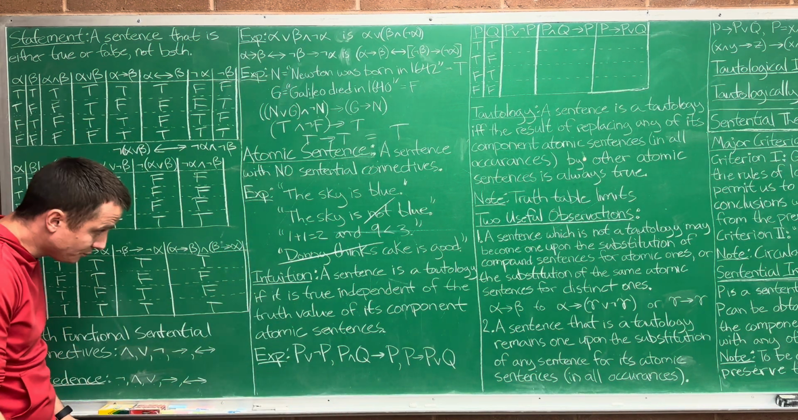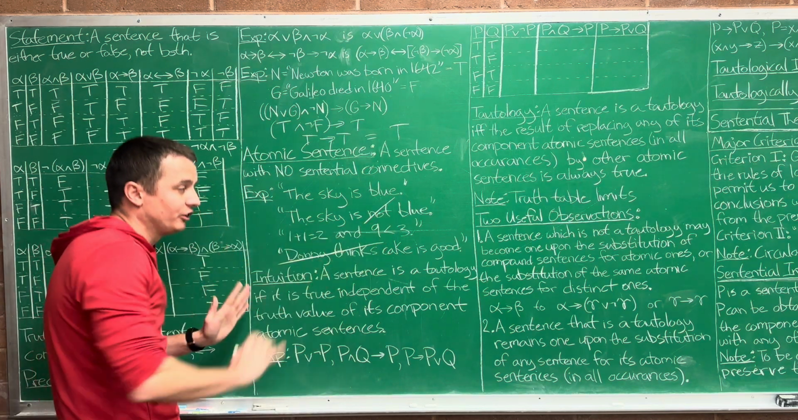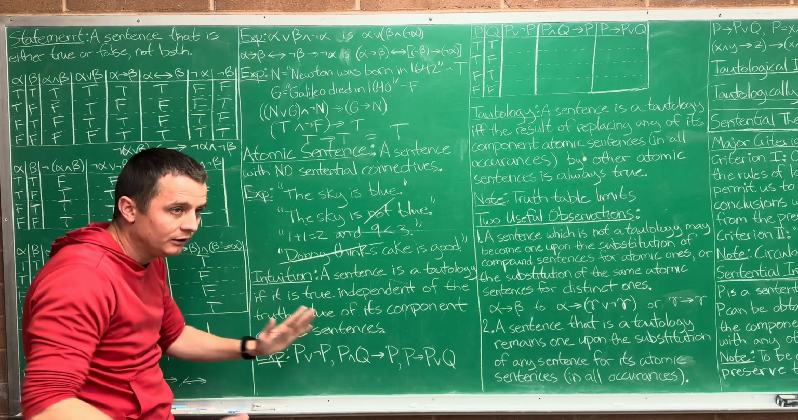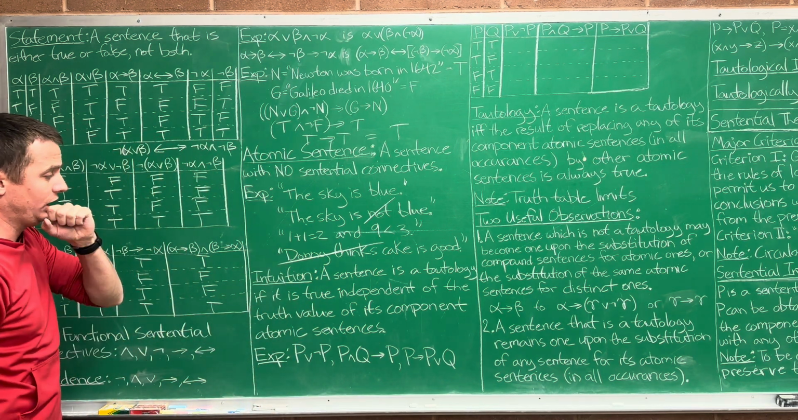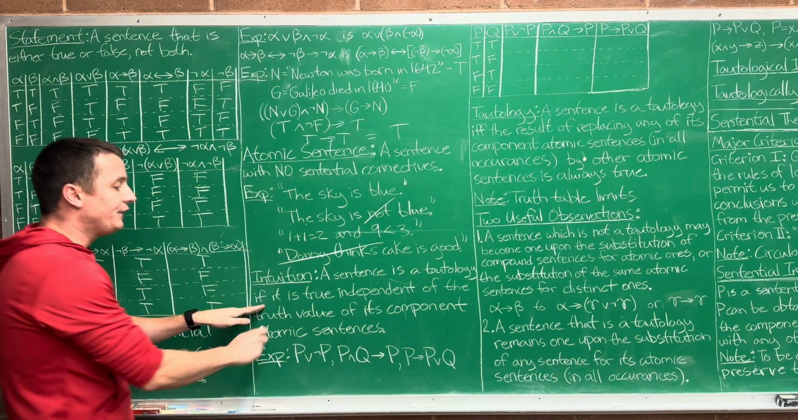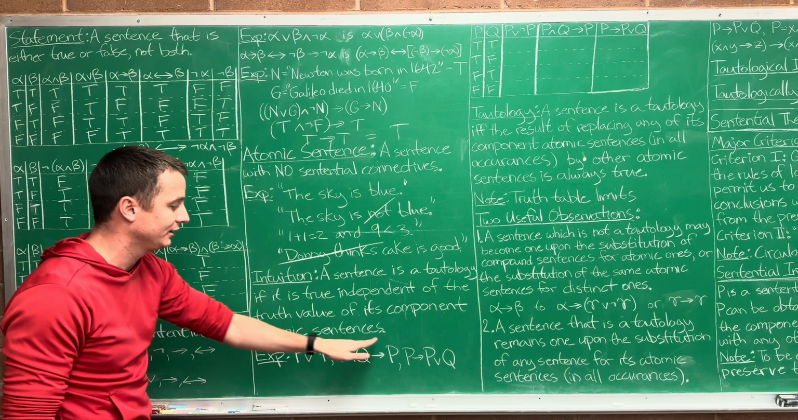Okay, so what's an atomic sentence? It's one that has no sentential connectives. You've somehow gotten down to the simplest form of the sentence that's possible. Okay, a sentence is now a tautology if it is true independent of the truth value of its component atomic sentences.